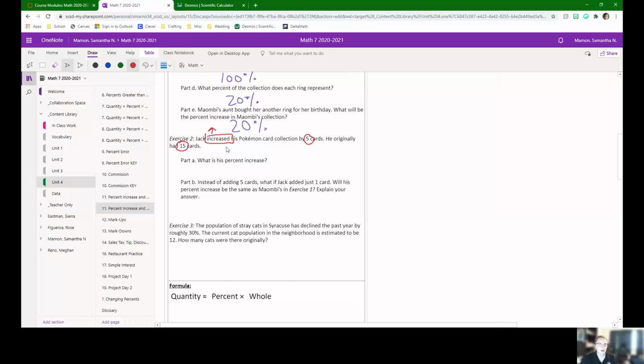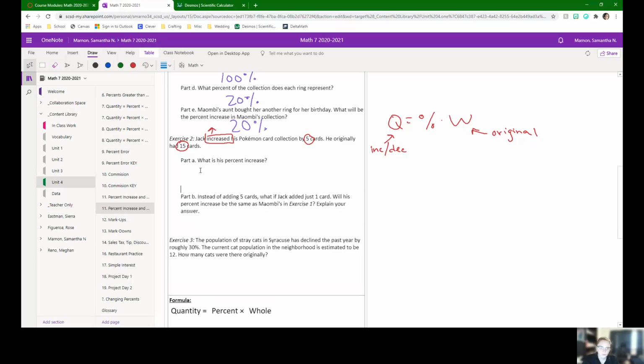When we're doing these problems, I always want to come back to quantity equals percent times whole. In this case, our whole is our original. When we are doing percent increase and decrease, our whole is always our original, and our quantity is usually the amount of increase or decrease. Quantity and whole have the same units. If we're talking about cards, the whole's cards, the quantity's cards, and the percent is the one that's the percent. I'm going to give myself a little more room to write here.